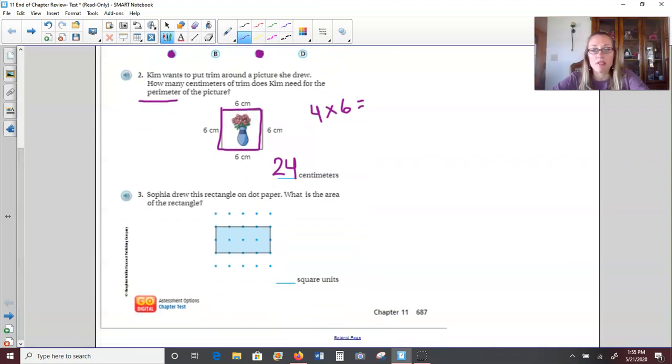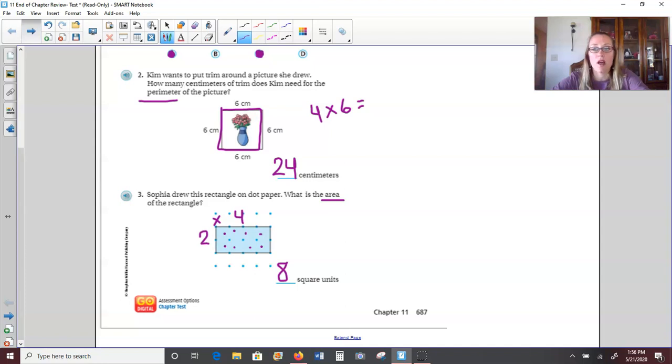Number 3, Sophia drew this rectangle on dot paper. What is the area of the rectangle? So now area is the space inside of a shape. I see that there are 2 units on the side, and it covers 4 units across the top. So we learned that we can do length times width when we have a rectangle. So 2 times 4 equals 8. And you could have gone through and counted the squares on the inside.